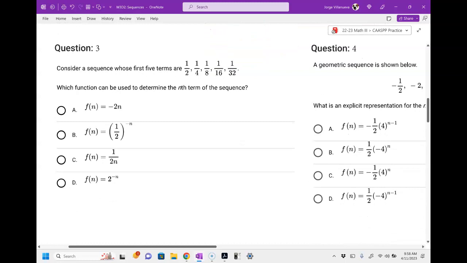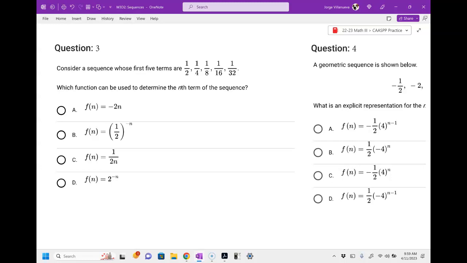Consider the sequence whose first 5 terms are half, 1/4, 1/8, 1/16, and 1/32. Which function can be used to determine the nth term sequence? In other words, which one of these formulas results in a half, a fourth, an eighth, a 16th, and 1/32? So all you got to do is plug in 1, 2, 3, 4, and 5. You don't have to do all of them, but that would be your order, right? 1 for the first term, 2 for the second term, 3 for the third term, etc. So let's try A. Since we're doing this stuff in alphabetical, we'll start with that, and then if we don't like our answer, then we can jump to another one.